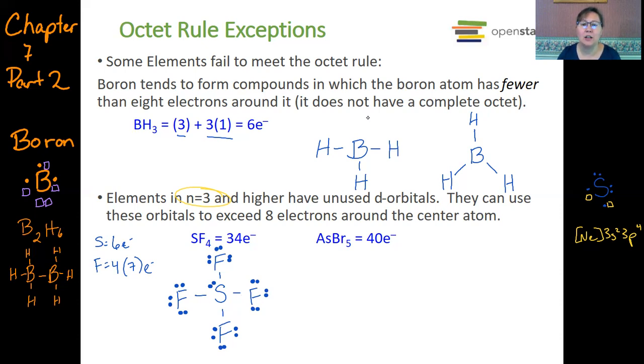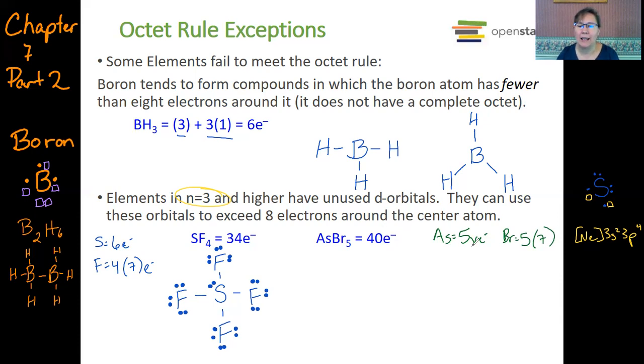All right, now let's take a look at our next one, AsBr5, arsenic pentabromide. Arsenic is group 5, well, okay, not with the new IUPAC numbering, never mind. Arsenic has 5 valence electrons, and our bromine has 5 times 7. That's 35, and 5 is 40 electrons.